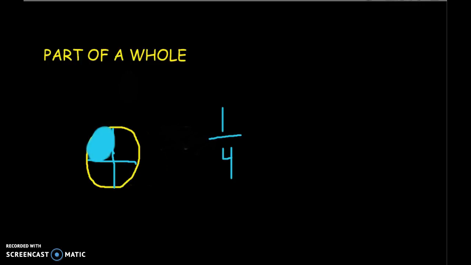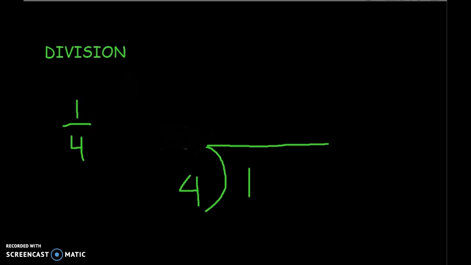But now to extend that, this 1/4 can also be read as 1 divided by 4, where 1 goes inside of the division house and 4 is on the outside of the division house. So 1 divided by 4.